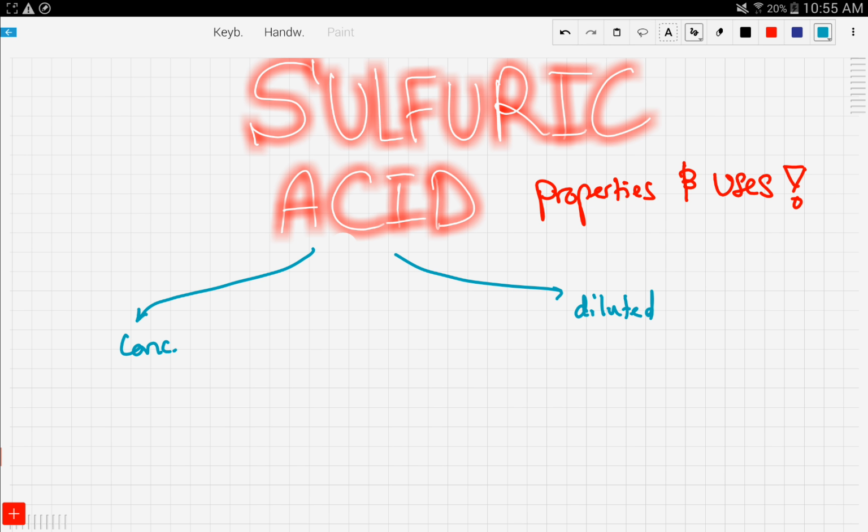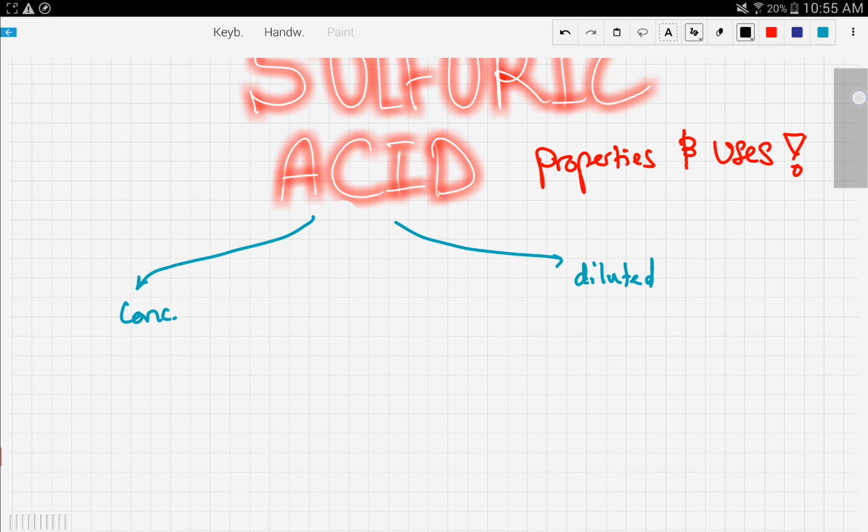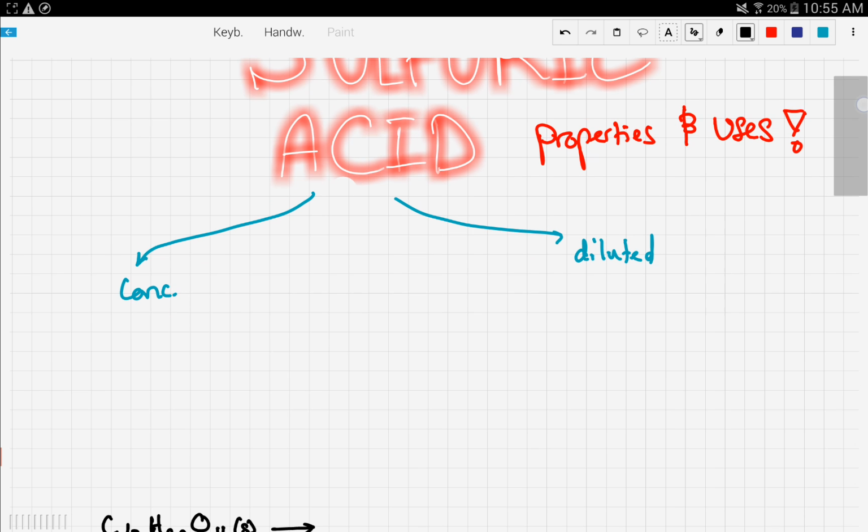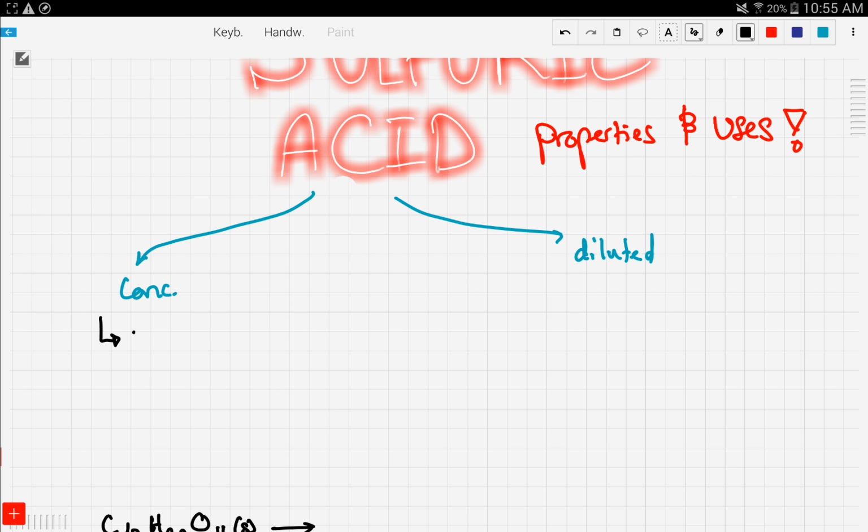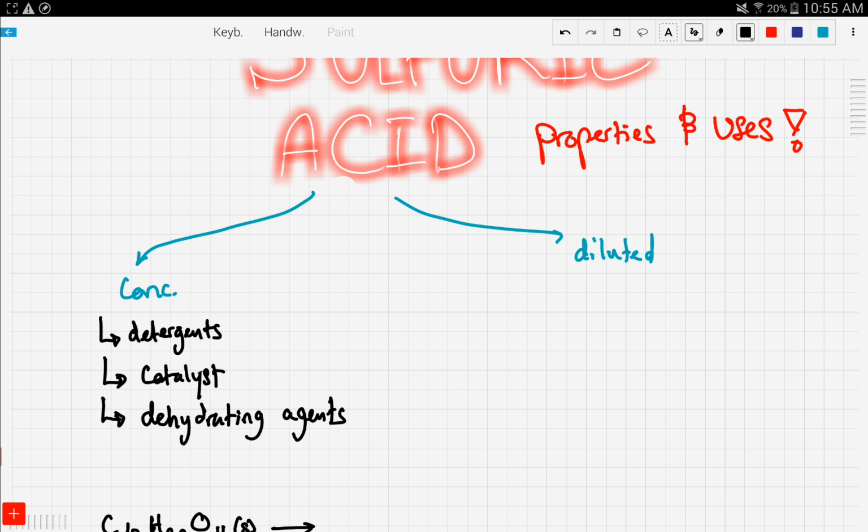And now let's look at some of the properties of concentrated sulfuric acid. Well, it can be used as a detergent, like in laundry detergents. Also, it can be used as a catalyst, and a catalyst is a substance that speeds up the reaction but does not get involved. Lastly, it can be used as a dehydrating agent. And what dehydrating agents do is that they suck out the water from compounds that contain water.